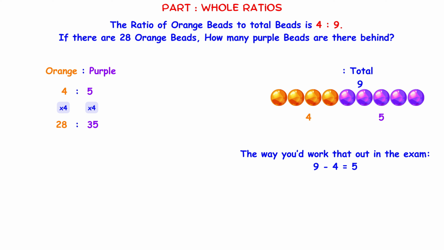Now that we have this part-to-part ratio, and we know the number of orange beads is 28, we can scale up accordingly. We place 28 under the 4 because it represents the orange beads, and then determine the scaling factor needed to convert 4 into 28, which is 7. Next, we apply the same scaling factor to the 5 representing the purple beads, multiplying it by 7 to get 35. This tells us there must be 35 purple beads.